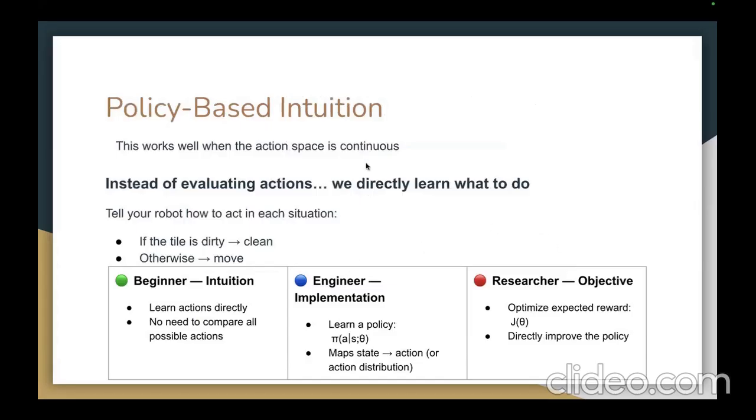So now we can naturally discuss policy-based algorithms. This works well when the action space is continuous, and also when the actions are discrete. Instead of evaluating every action, what if we just skip that step entirely? Let's bring our robot example back and assume it's discrete again. If the tile is dirty, you should just clean it. If the tile is clean, just move to the next tile. We do not need to compute Q values for every possible action.